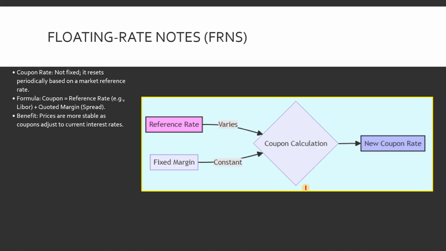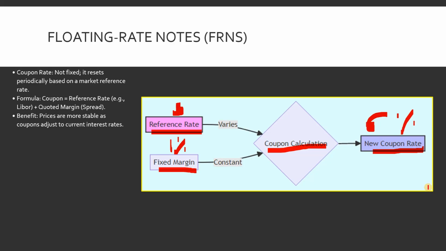So FRN provides variable income linked to the market rates, offering protection against interest rate volatility. If you see in this diagram for FRN, we have two inputs: the reference rate, which can be LIBOR or anything, varies over time, and a fixed margin, which is also known as spread, which remains constant. This feeds into the coupon calculation here, and your new coupon rate is derived. So suppose this is 5%, and this is 1% or 100 basis points, then 6% would be your new coupon rate.